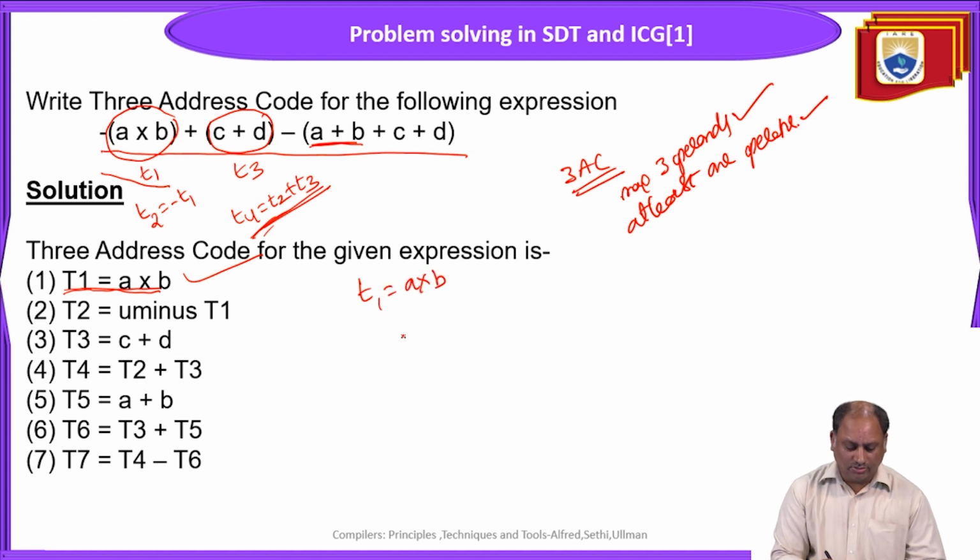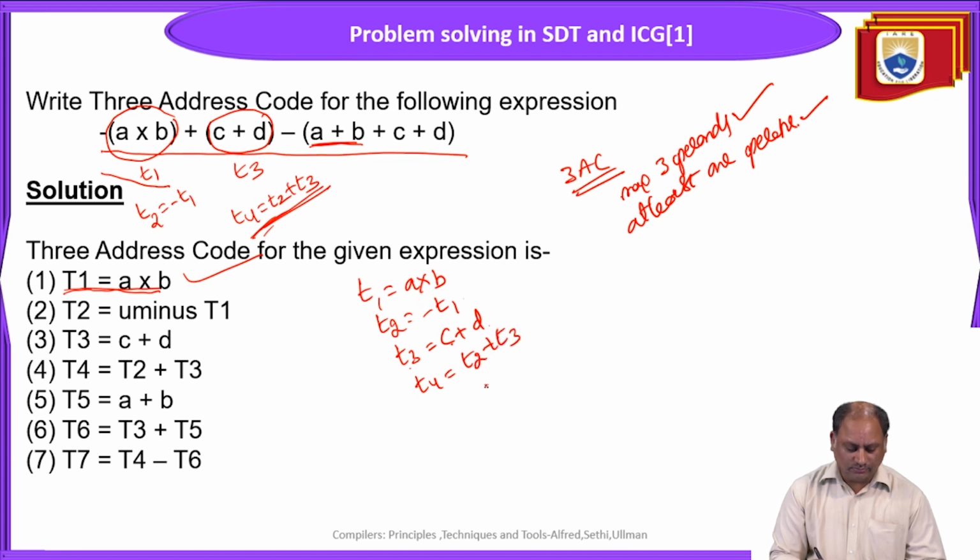Now after this, we implement t2, a new temporary variable, which is minus t1, because the result is already available in a into b. Let us take another temporary, say t3, and assign it the expression c plus d. This is also three address code, because t3, c, d are the operands and plus is an operator. Now we perform t4, which is the result of both, that is t2 plus t3.